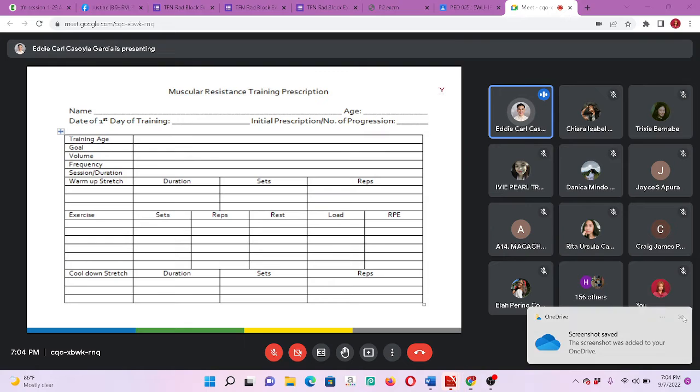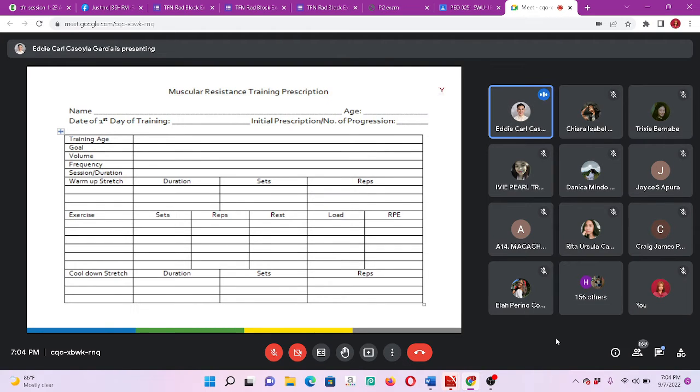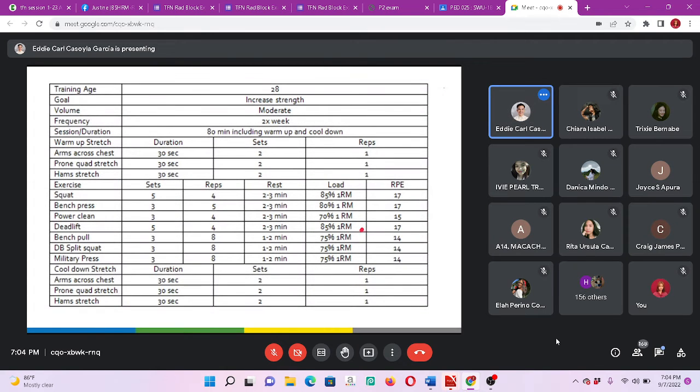Okay, so the reason why I asked you to screenshot those prescriptions is so that you can make your own file by following this format. You already have the guide, so all you need to do is make your own file following the format. So we have here an example.